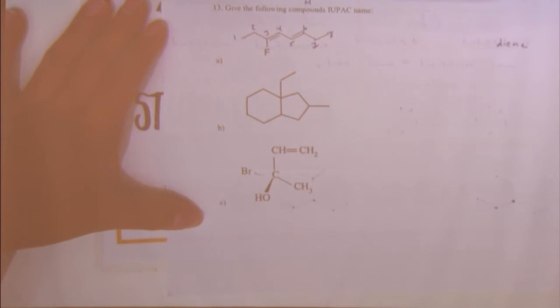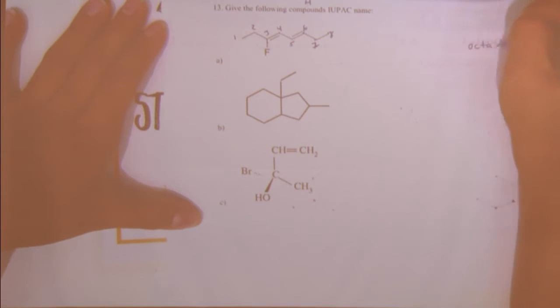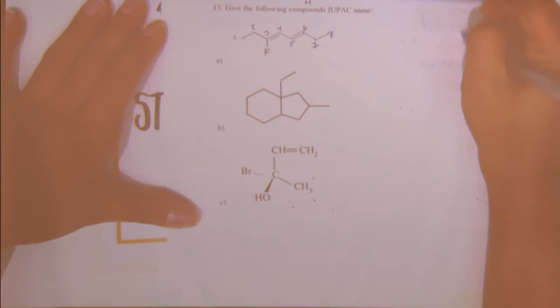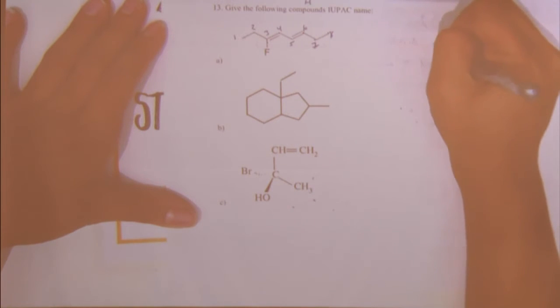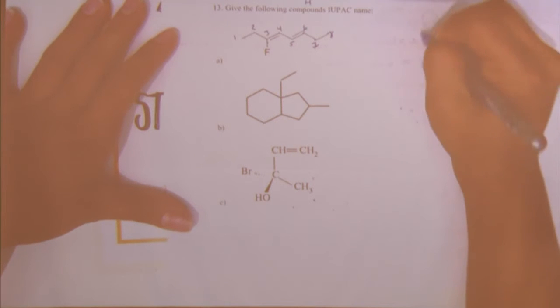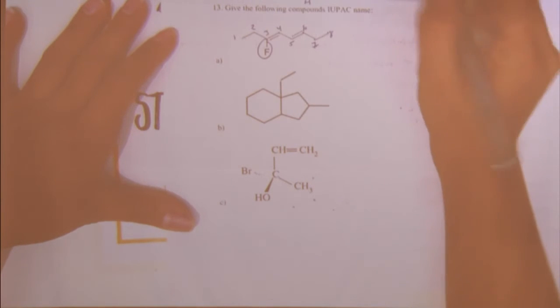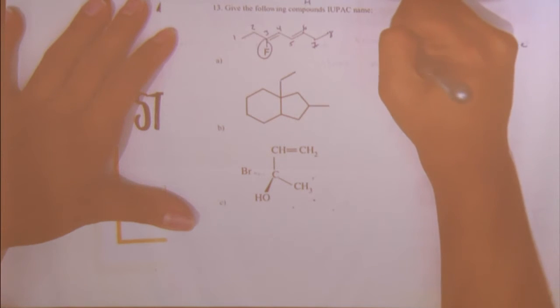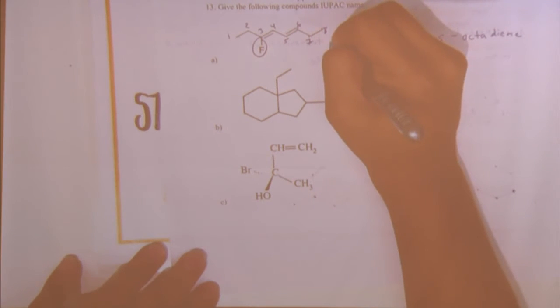So this is going to give us the parent chain is going to be octa, and our double bonds are going to be at 3 and 5, with our fluoro group at the 3. Now, the one important thing that we're missing here is including the stereoisomerism, which we have 2 double bonds, and we could actually account for the stereoisomerism for both of these double bonds by using the E and Z technique as opposed to cis and trans.